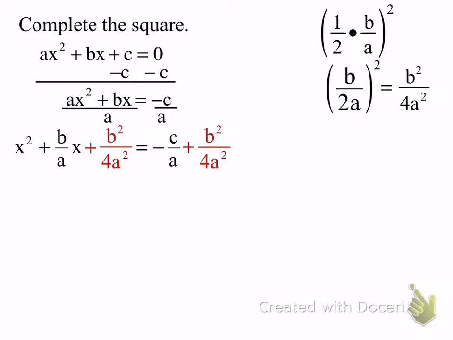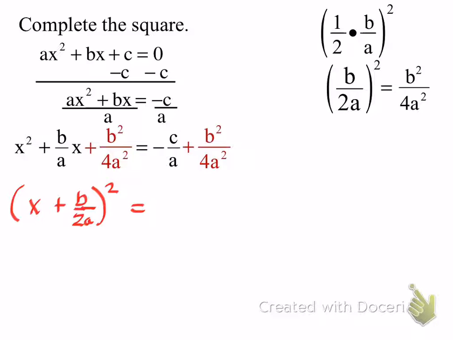Now, what do I do with this left side? What am I doing, Andrea? Since it's a perfect square polynomial, it becomes x plus b over 2a. What's this called, what you just did? It's called perfect factoring. Factoring. We're factoring it. And on the other side, look what I'm going to do.